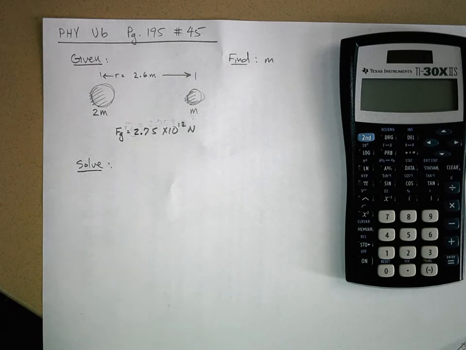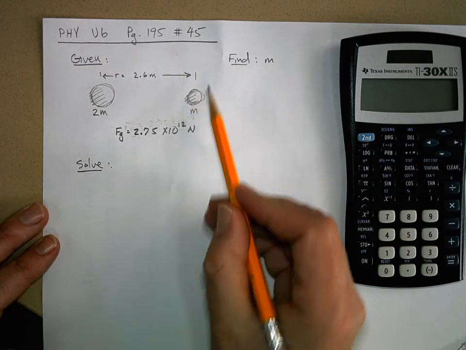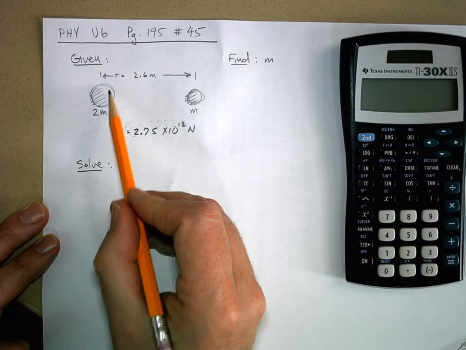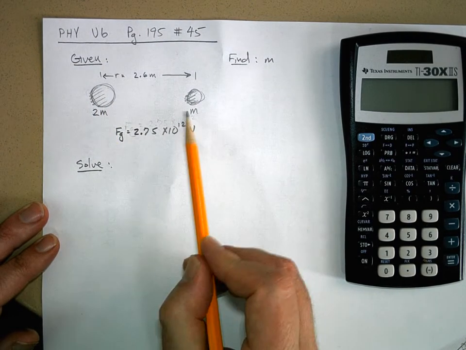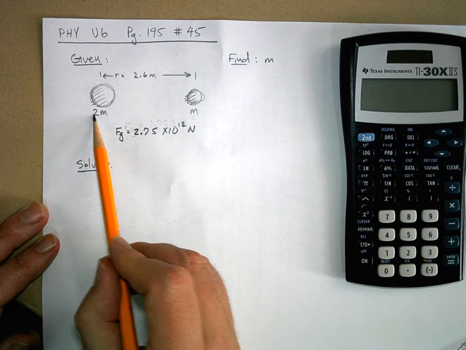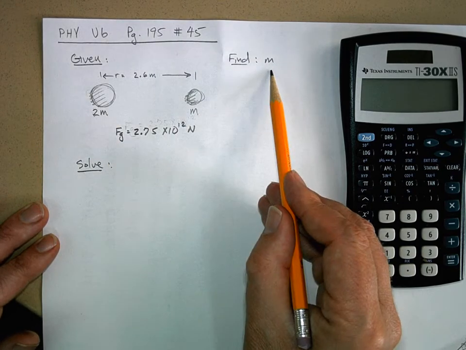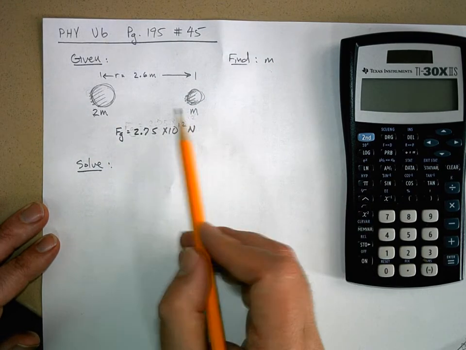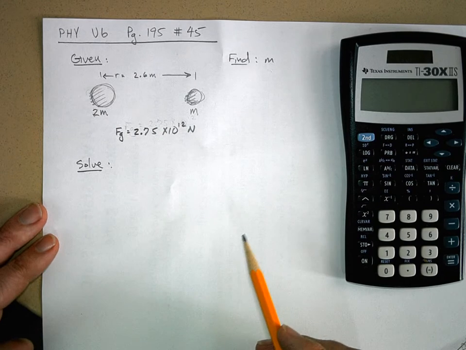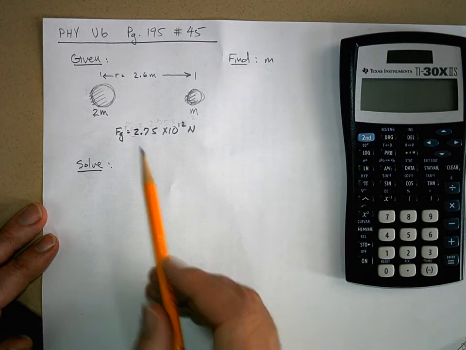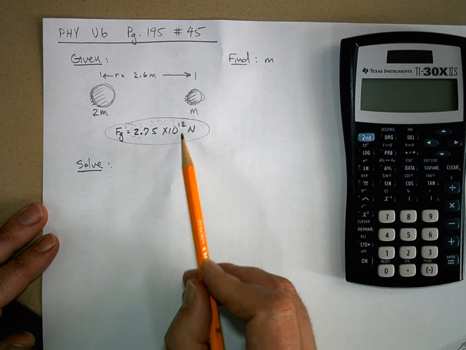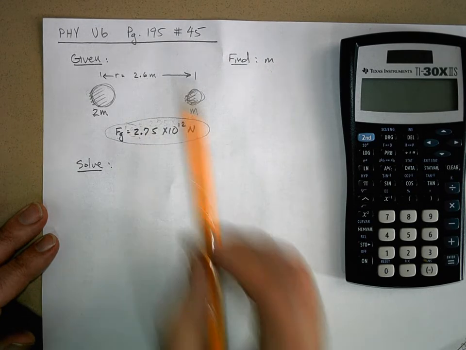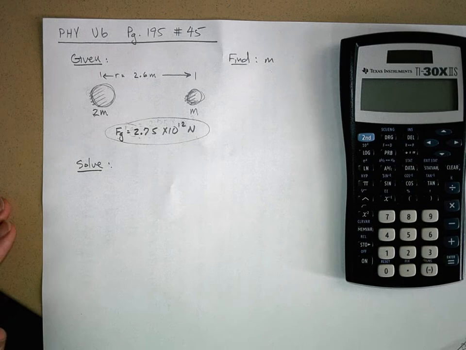So I've laid that out here. Here's one of the spherical balls. This other one has twice the mass. So I just call this M, and I call this 2M. And we want to find the mass of this, and if we find the mass of this, we'll find the mass of this other one. And the force of gravity between them is given to be 2.75 times 10 to the negative 12 newtons, and they are 2.6 meters apart.